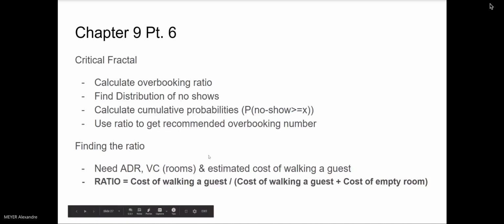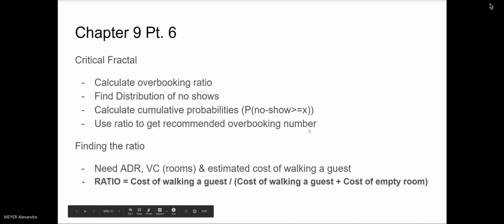The potential profit that was made, once you deduct the variable cost, is the contribution margin, which is what goes to the fixed costs. So the ratio is equal to the cost of walking a guest divided by the cost of walking a guest plus the cost of an empty room. And this is your overbooking ratio, which we will use in an example later on.